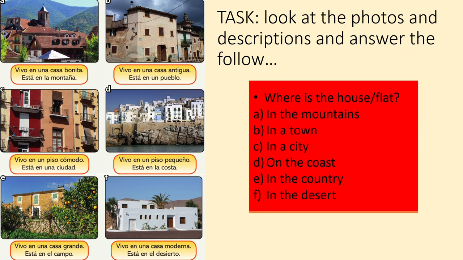And the answers for red included the following. So A is in the mountains, got a cognate here, montaña, mountains. B, a town, pueblo. C, a city, ciudad. D, the coast, costa, another cognate there, near cognate. Campo, being the countryside. You could try and remember that by thinking about camping in the countryside. And then F, desierto, for desert. So again, we've got a near cognate there.